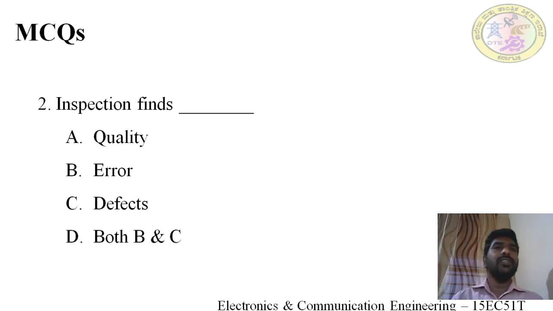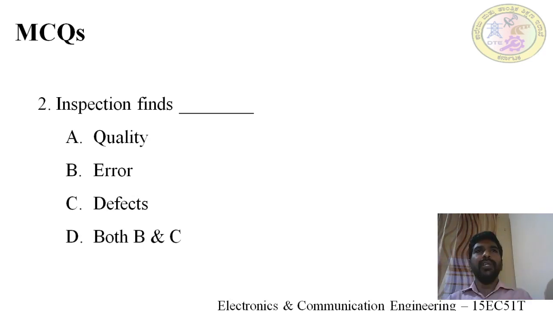The right answer for this question is option C, defect. See, defect means you have done a work and produced the product. That product you are going to check, whether it meets the customer standard or not. After production of the product, you verify whether it has a problem or not. That is called a defect.